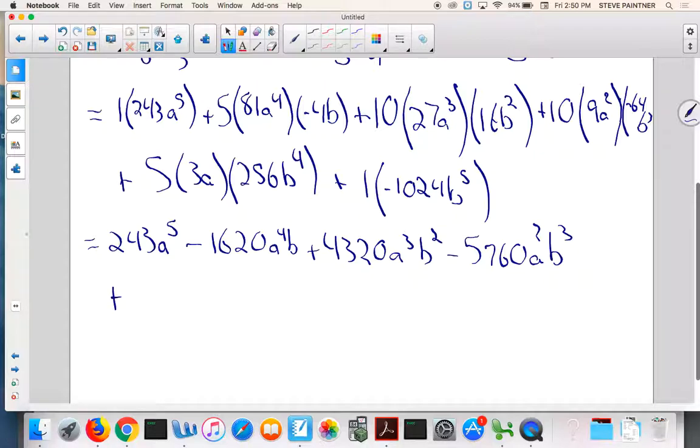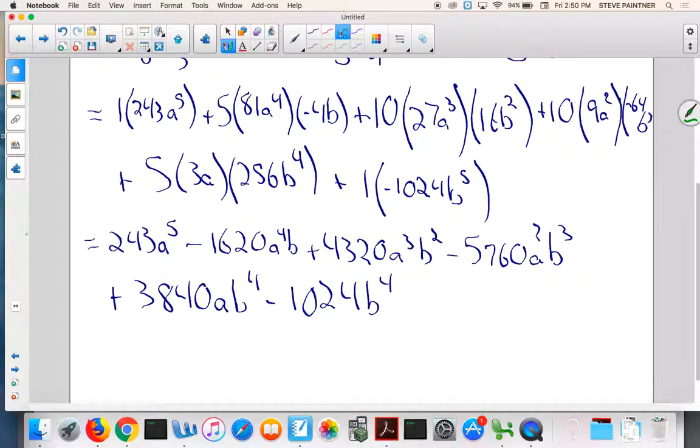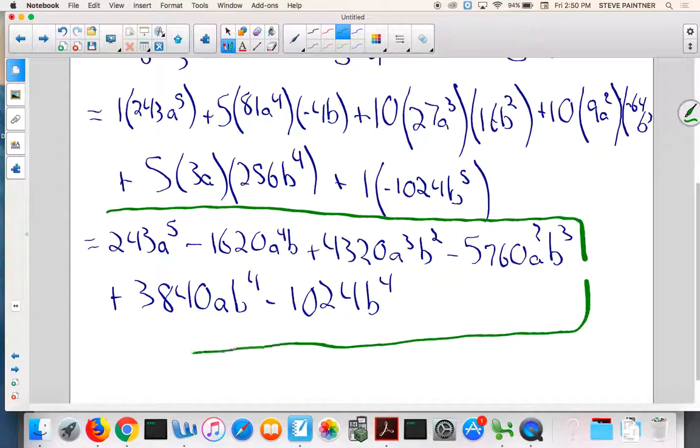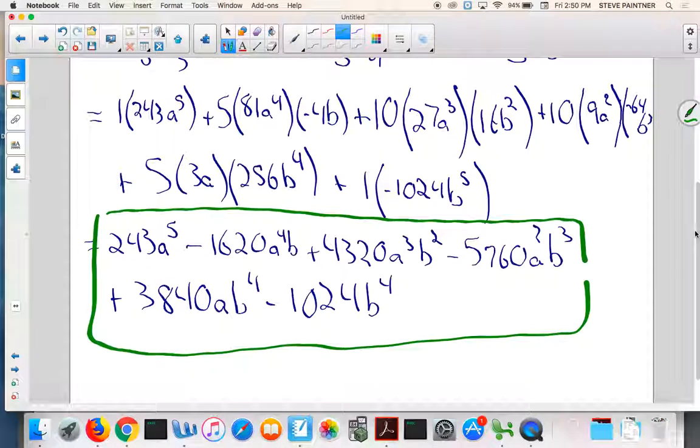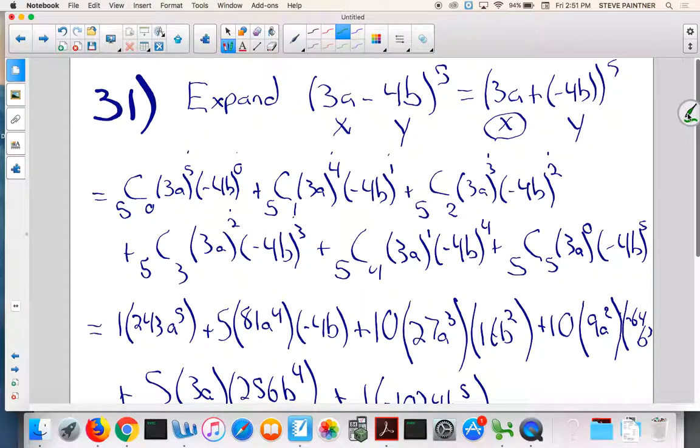Plus, getting close, 5 times 3 times 256, 3840 a b to the fourth. Now, last term, negative 1024 b to the fifth. This whole polynomial right here, that is the full binomial expansion of this little thing right here. So this thing up here is the factored form of that. Yeah, so that's how you use the binomial theorem to expand that one.